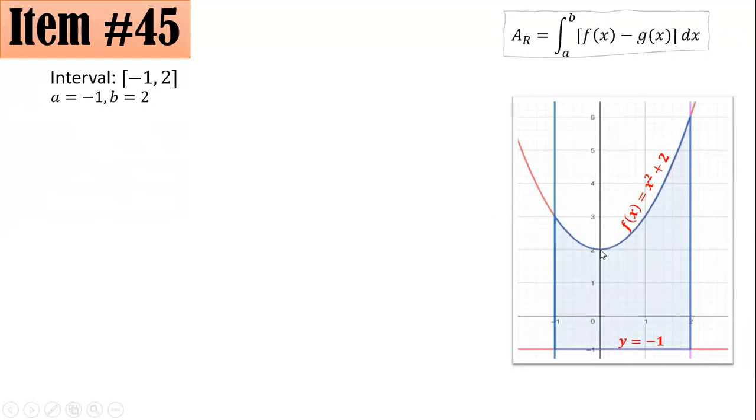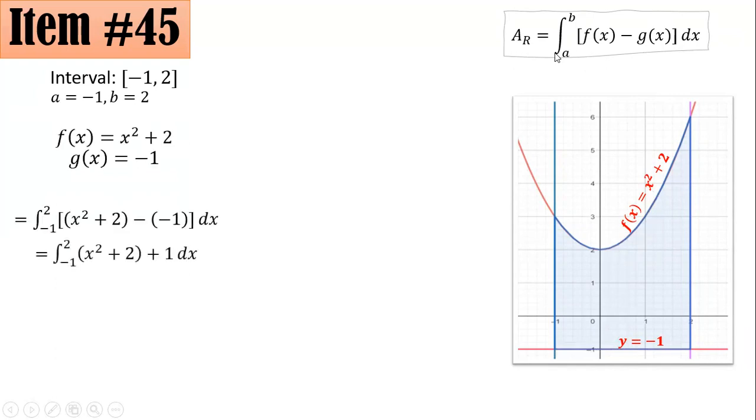And your upper function, if you draw again another rectangle here, a vertical rectangle, the upper function will be your f of x equals x squared plus 2, and the lower function will be y equals -1. So we will subtract upper minus lower, and the lower limit will be -1, and the upper limit will be 2. So from here, x squared plus 2 minus -1, when simplified, will become x squared plus 3, as evaluated from the lower limit -1 to 2.